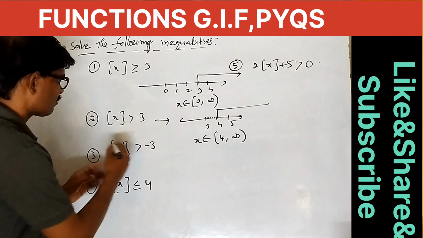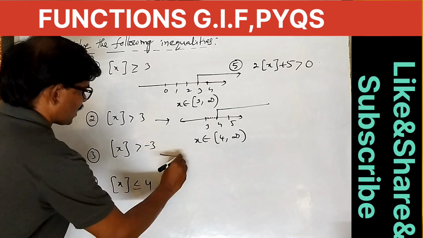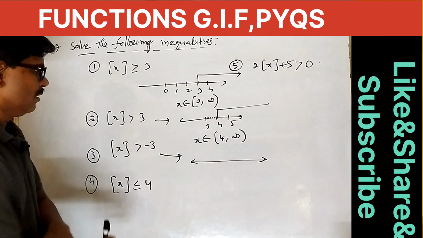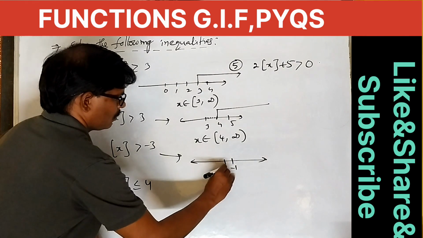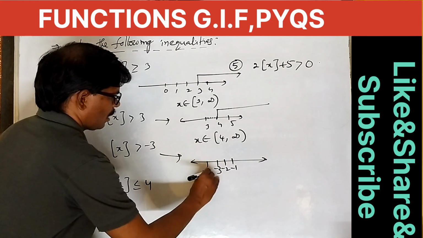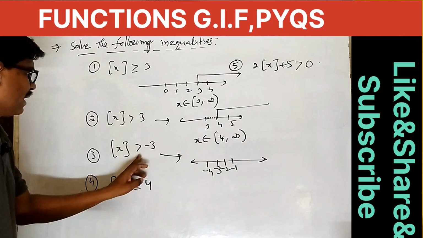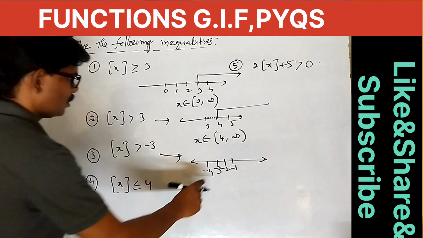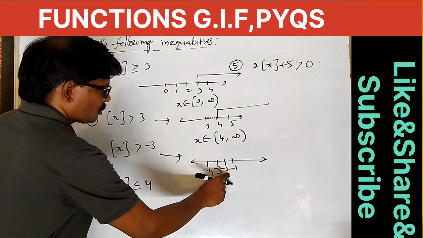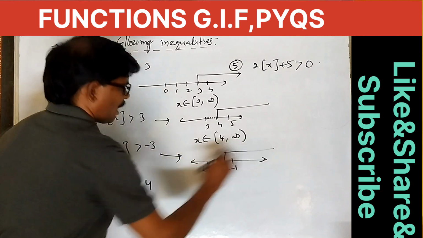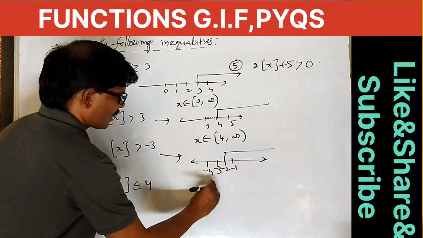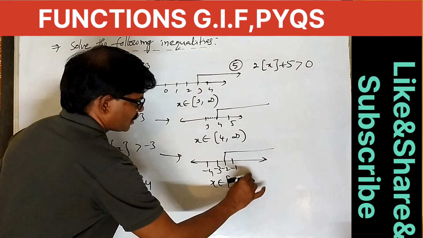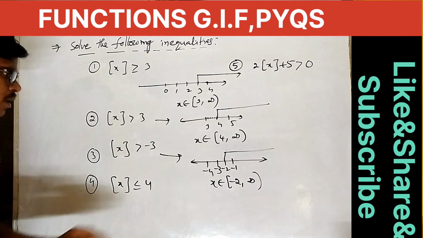Next another one: step of x is greater than minus 3. Take the number line: minus 1, minus 2, minus 3 and minus 4. Greater than minus 3 means minus 2 and greater values. So x belongs to the closed interval minus 2 to plus infinity.